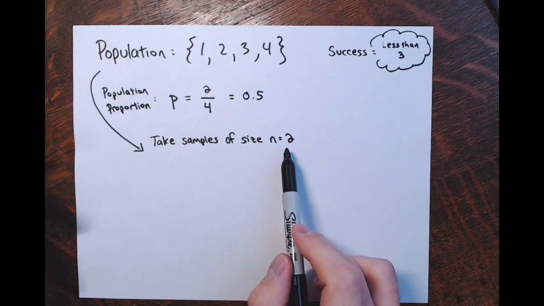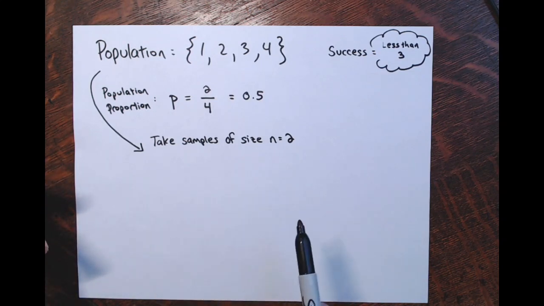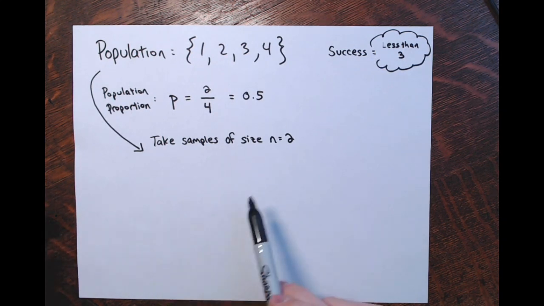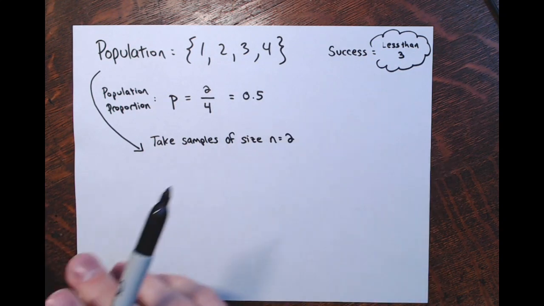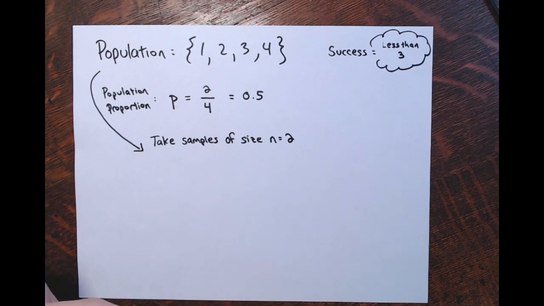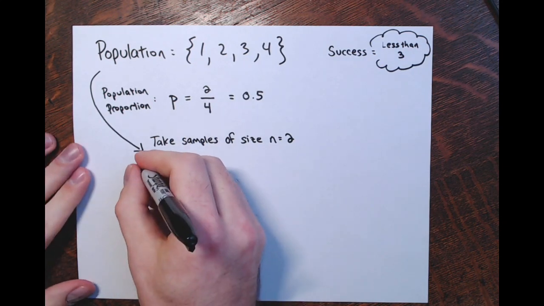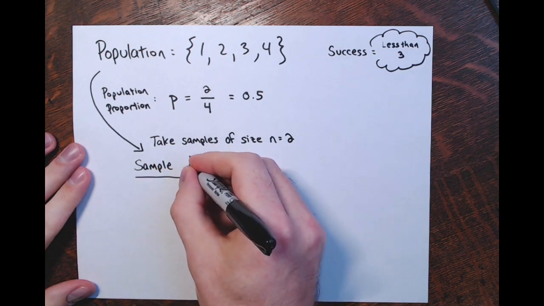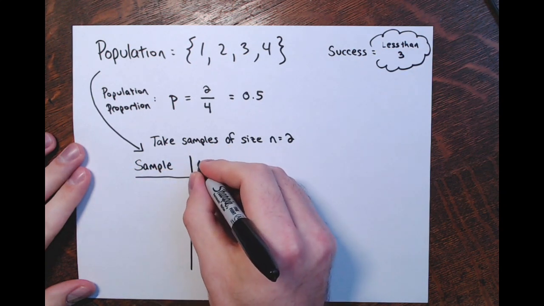That's why I wanted to do a small number here, because I'm going to be making 16 different samples for you. Actually, I'm going to write out the first few and then I'll pause the video and come back when I'm done with all 16. If I took a sample of size 3, then there'd be 64, 4 times 4 times 4, different samples of size 3 I could take. And I don't want to write all that out, so that's why I'm doing a very simple one. So I'm going to make a little table here. I'm going to do samples, and then their proportions.